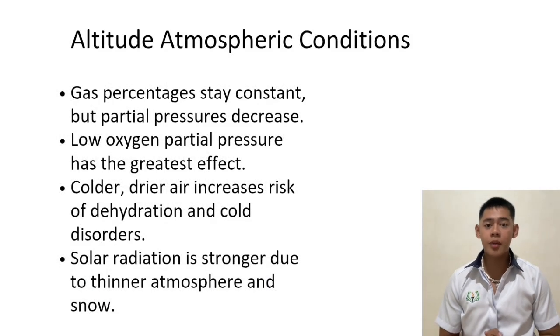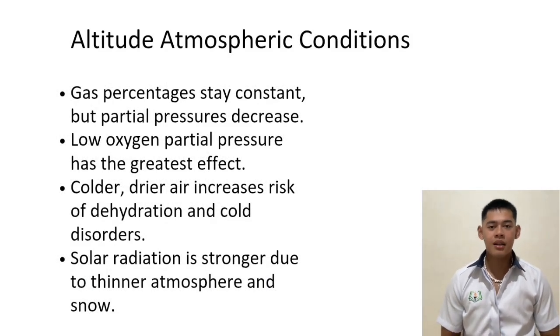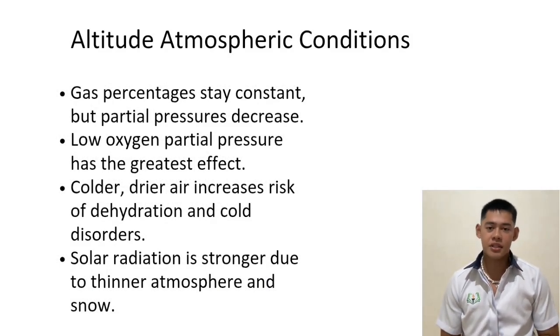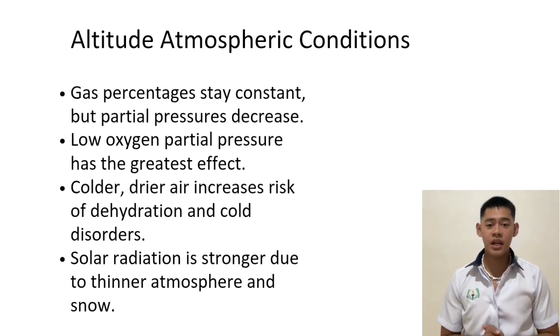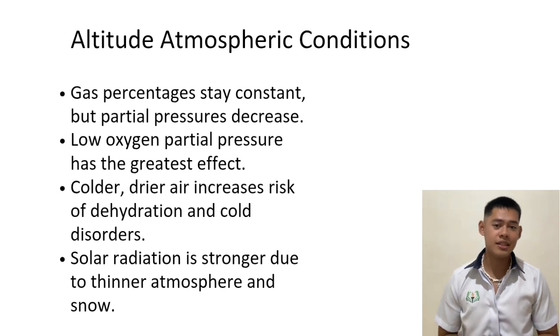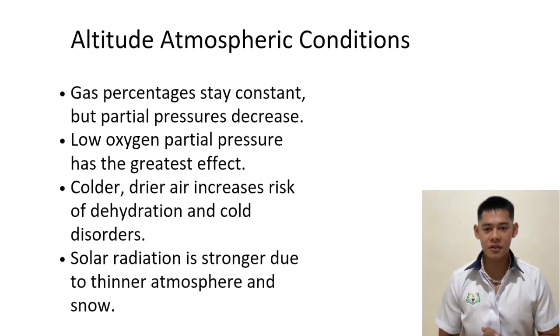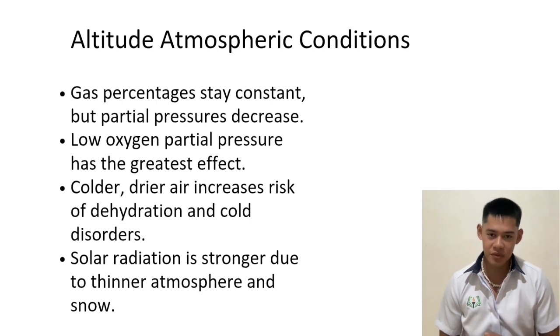Thank you guys. Altitude or atmospheric conditions. Although the percentage of oxygen stays the same, the partial pressure of oxygen drops as altitude increases. This makes it harder for our lungs to absorb oxygen. The air also becomes colder and drier, increasing the risk of dehydration and cold-related illnesses. Additionally, the thinner the atmosphere, the more it intensifies the solar radiation, especially over snow.